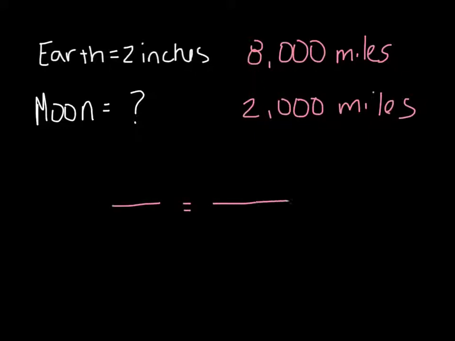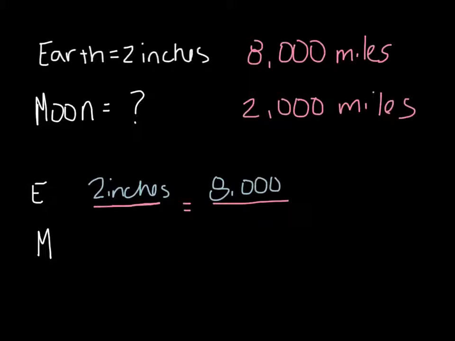I always say set it up so you have your two sides. On the top will be the Earth information and the bottom is going to be the Moon. What's the scale we're trying to get to for the Earth? 2 inches. So I'm putting 2 inches on top. And then we said that the Earth's actual diameter was 8,000 miles. Notice how I'm keeping the Earth on the top on both sides of the equation. I can show you in a little bit how you can do that a little differently.